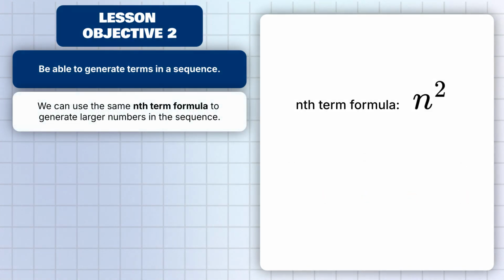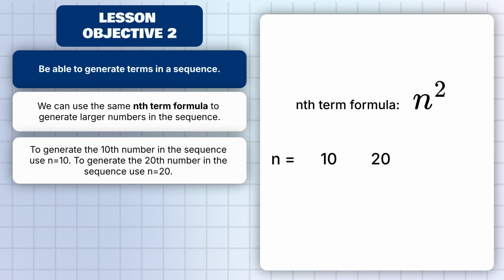Now let's use the same nth term formula n squared to generate larger numbers. Let's generate the 10th term and the 20th term of this sequence. Substitute n equals 10 into the formula, we get 10 squared, which is 100. Substituting n equals 20 into the formula, we get 20 squared, which is 400. This demonstrates how useful the nth term formula can be for finding terms even very far down in the sequence without having to list all previous terms.